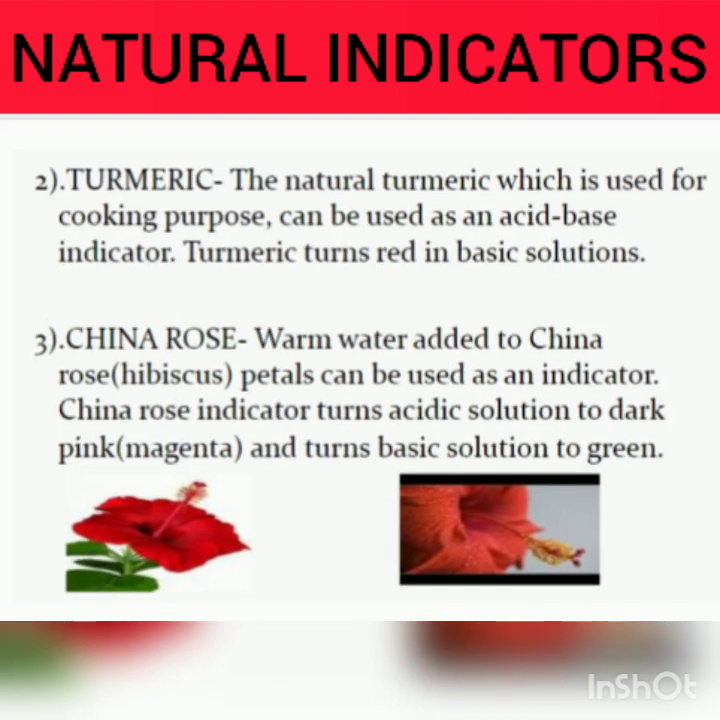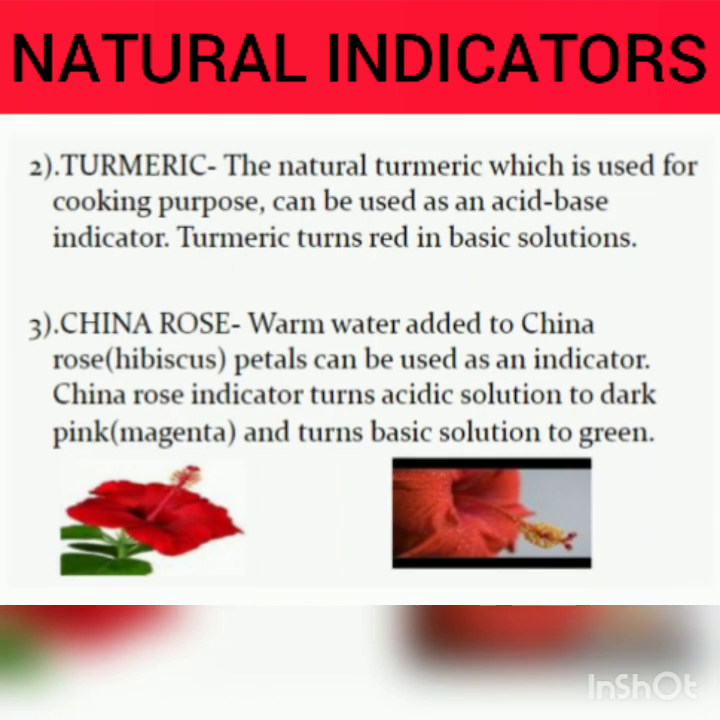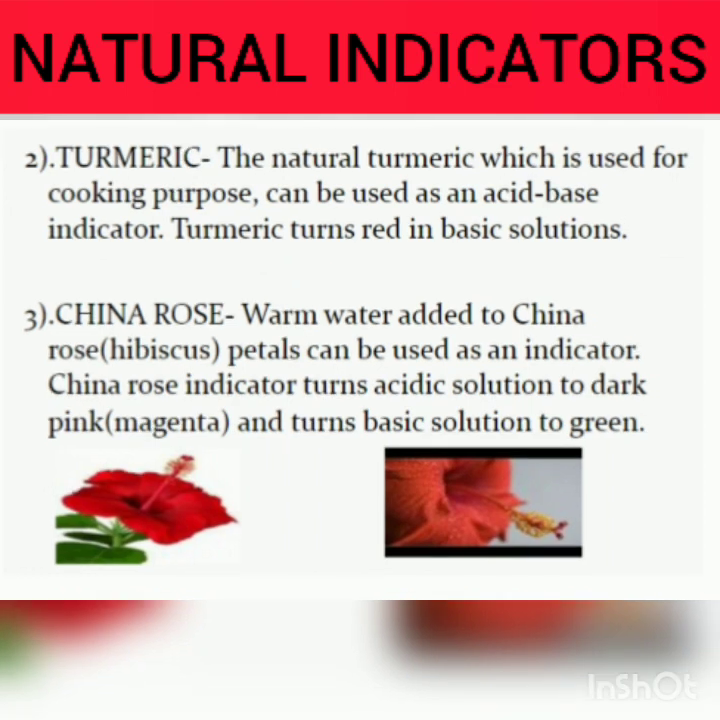For that, what you have to do is warm a little amount of water and add China rose petals to it. When this water comes back to normal room temperature, your indicator is ready. When you add this indicator to an acidic solution, it will turn dark pink or magenta. And when you add this in a basic solution, it will turn green.